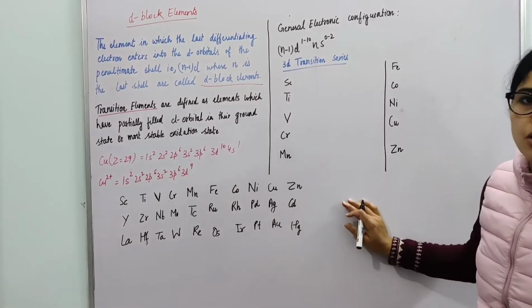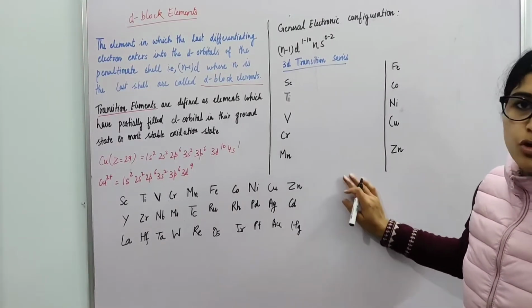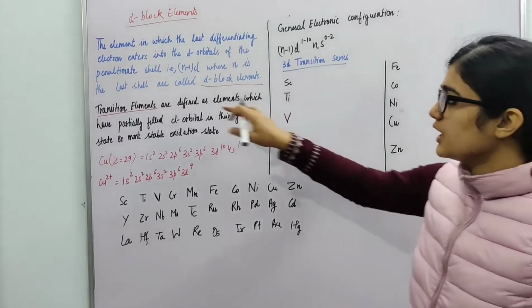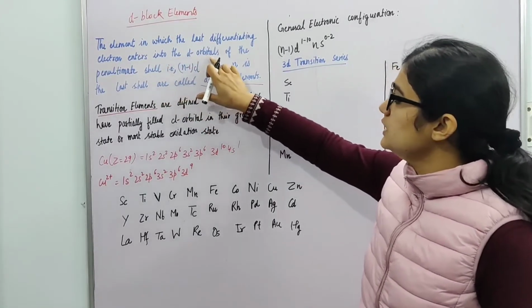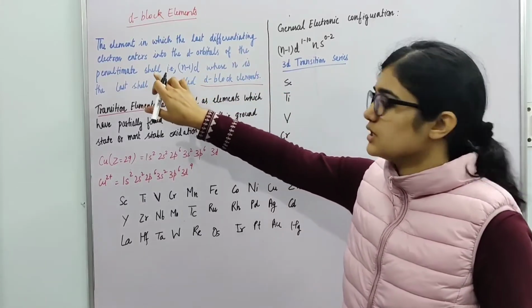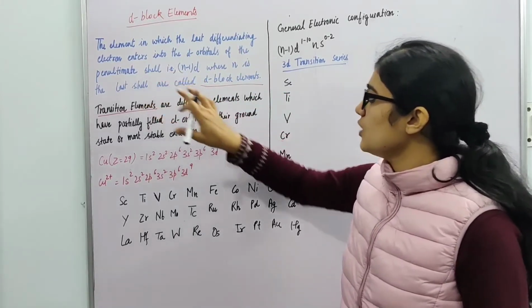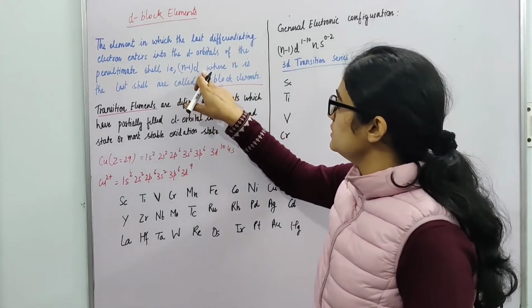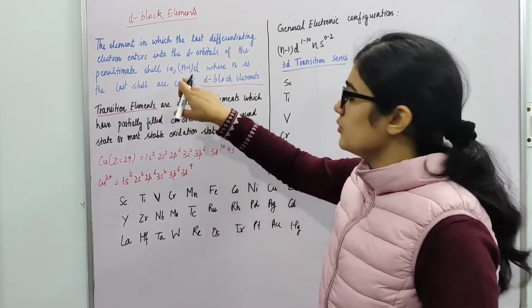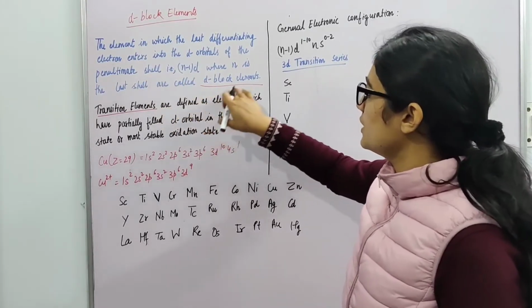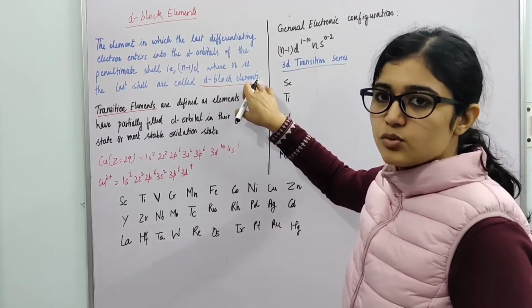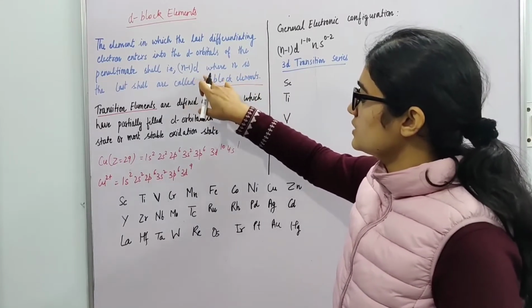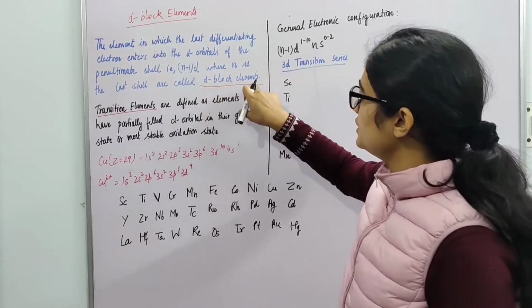We are going to study about d block elements. D block elements are those elements in which the last differentiating electron enters into the d orbital of the penultimate shell. What is the penultimate shell? If you have total n shells, then n minus 1, the previous one, will be called the penultimate shell. So such elements which have their last electrons entering into the n minus 1 d shell are called d block elements.